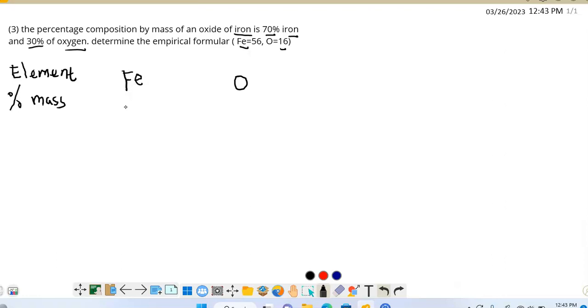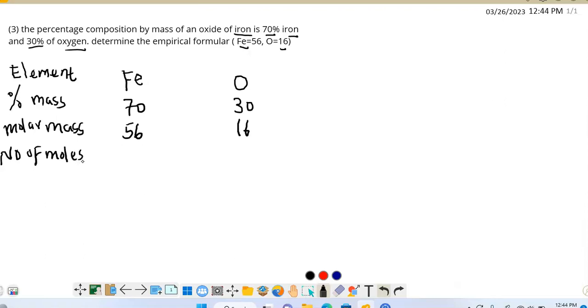So the percentage mass of iron according to the question is 70%, and that of oxygen is 30%. You won't write the percent sign, since you have written percentage here. Okay, then you write molar mass. The molar mass of iron is 56, and that of oxygen is 16. Then you write the number of moles.